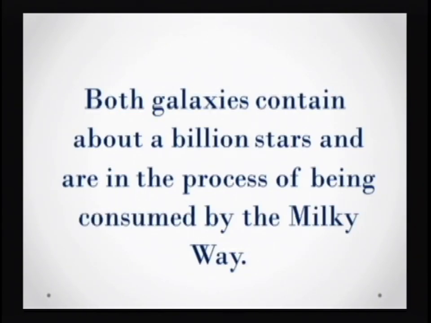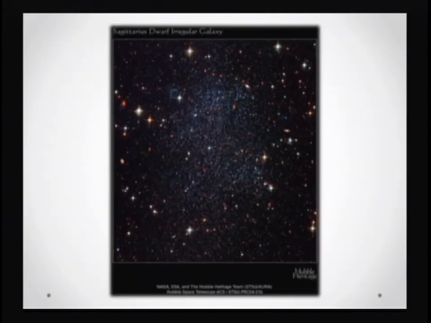Both galaxies, like I said, contain about a billion stars. Now, a billion stars sounds like a really large number of stars, guys. But we contain between 100 and 400 billion stars. So these are very small galaxies. And like I said, unfortunately, they're in the process of being consumed by the Milky Way. And when I say consumed, they're close enough that gravitational attraction is pulling them in. And not only is it pulling them in, it's also kind of pulling them apart.